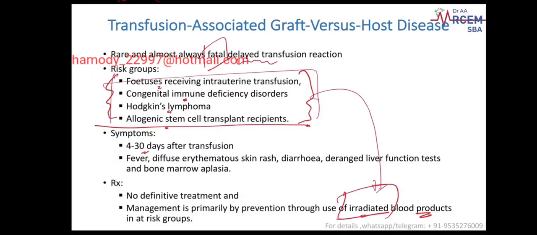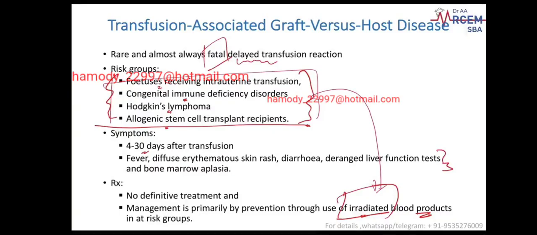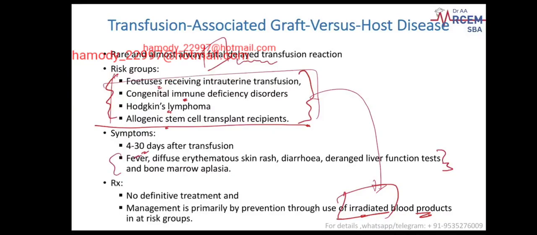So prevention is important here rather than the cure. They basically present with multi-organ failure after a few days. That's all you need to remember. So it is highly fatal, and what you need to do is prevent it. Whenever you come across a risk group, make sure you give blood products which are irradiated.